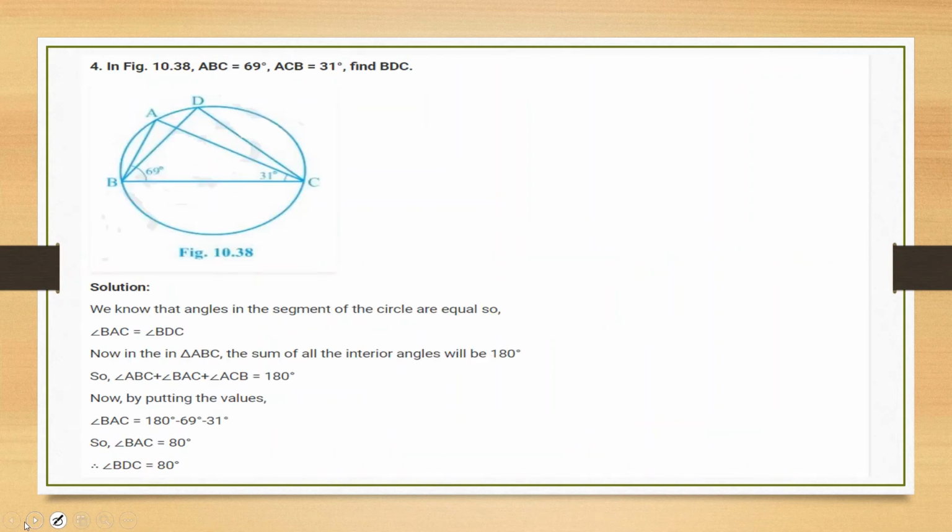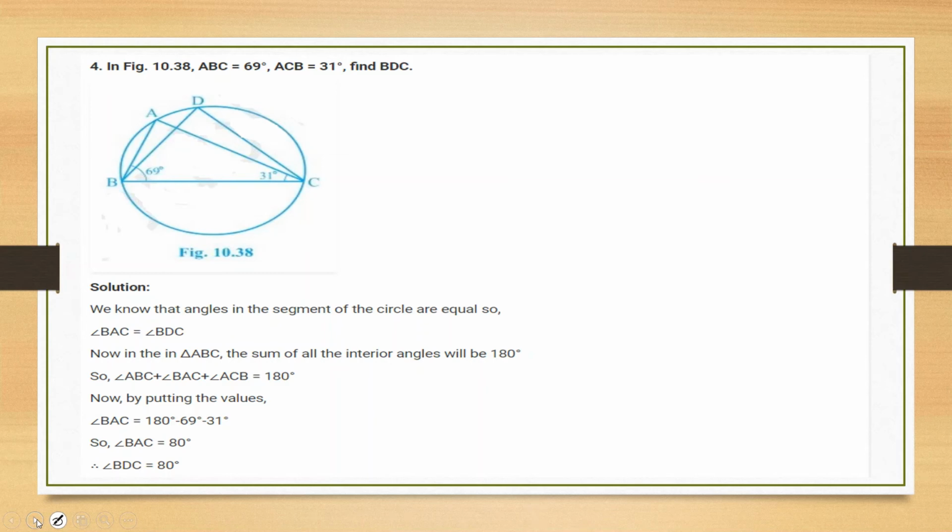Now see the figure. Angle ABC is given to be 69 degree and angle ACB is given to be 31 degree. We have to find angle BDC. So, we know that angles in the same segment of the circle are equal. So, measure of angle BAC will be equal to measure of angle BDC.